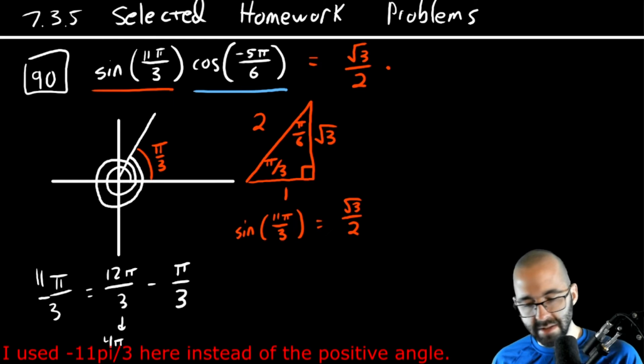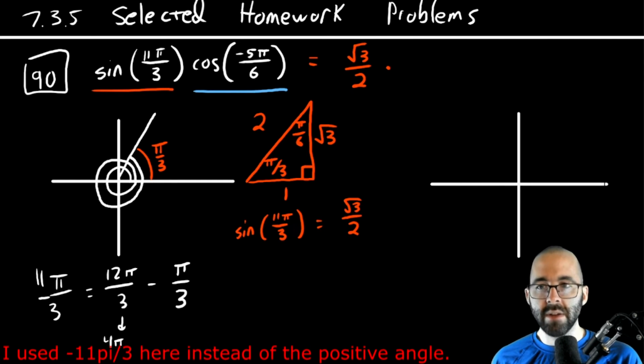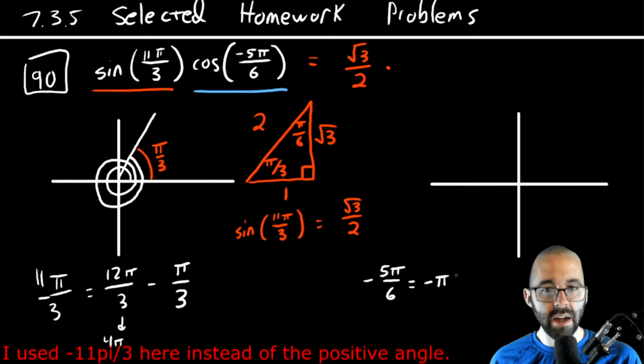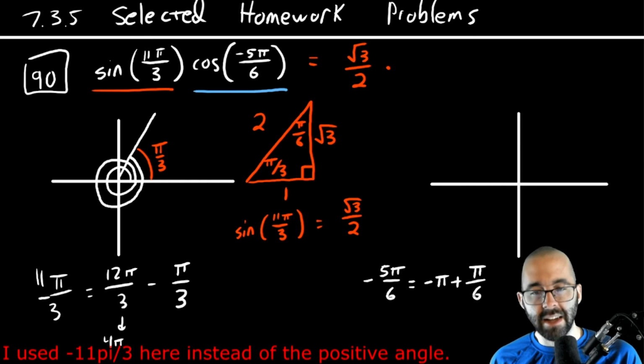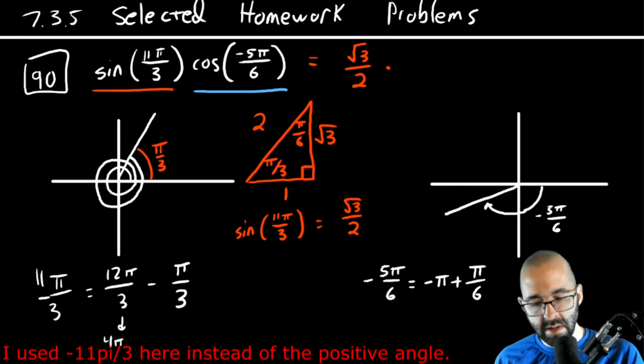Well, let's find out what the blue thing is. Let's draw another picture. Negative 5 pi over 6. Well, that's almost negative pi, right? 6 pi over 6 would be pi. But then it's pi over 6 lacking of that. That's 180 degrees in the downward direction. And then we go back pi over 6. Pi over 6 is 30 degrees. It's going to look something like this. Our reference angle is pi over 6.